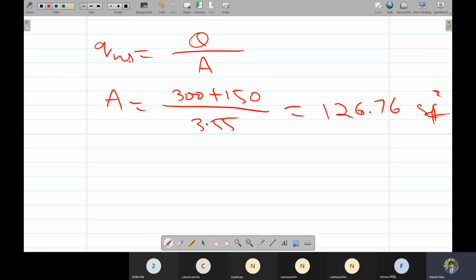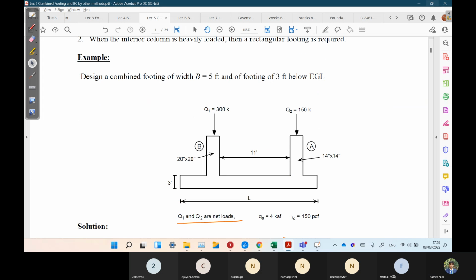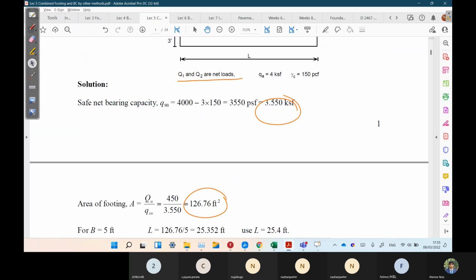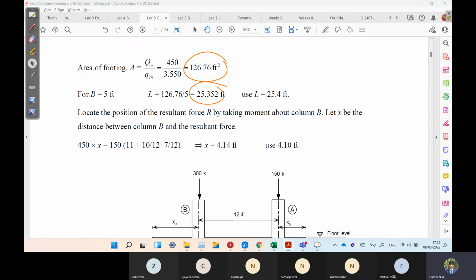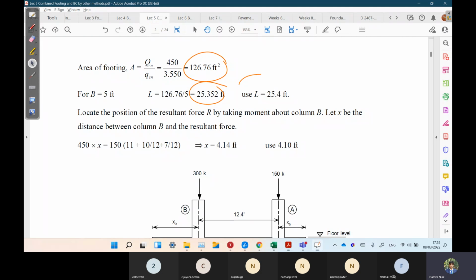Now they have provided that the width of the footing is 5 feet. We know that area is equal to B times L. B is 5, and we require L, so L is equal to area divided by 5. That is 25.35, rounded upward to a multiple of 0.1, so that would be 25.4.